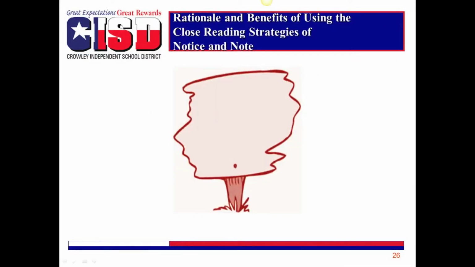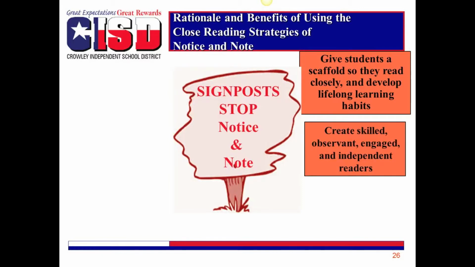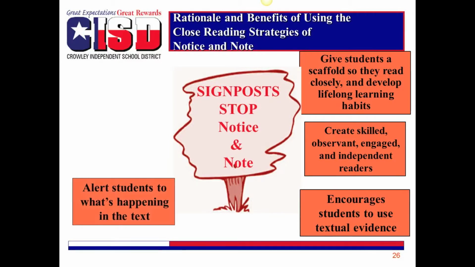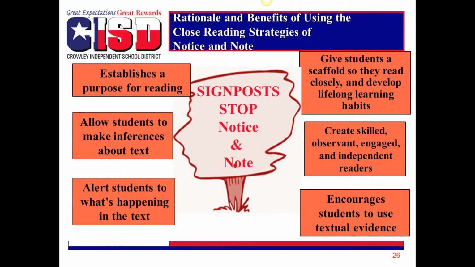The rationale and benefits of using the close reading strategies of Notice and Note are: it gives students a scaffold so they read closely and develop lifelong learning habits. It creates skilled, observant, engaged, and independent readers. It encourages students to use textual evidence. It alerts students to what's happening in the text. It allows students to make inferences about text, and it establishes a purpose for reading.